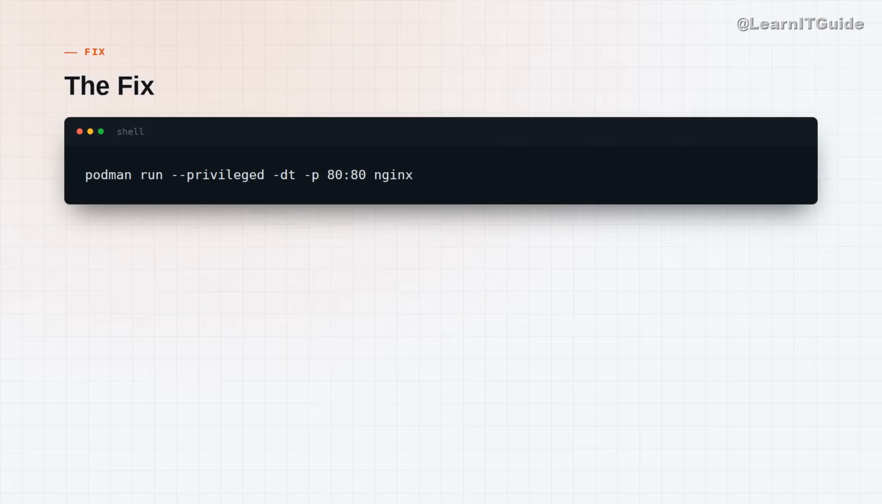By adding the privileged flag, you explicitly grant the container the necessary permissions to bind to low-numbered ports. Only use this if you absolutely trust the container image. Now that we have fixed the error, we are ready to move on.